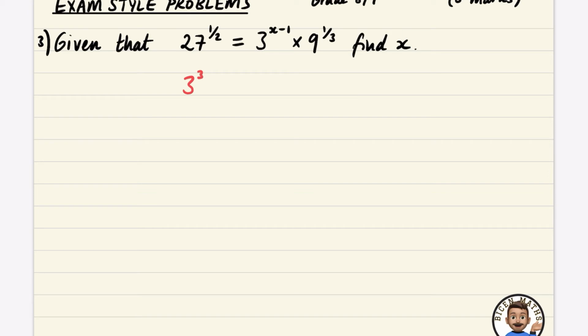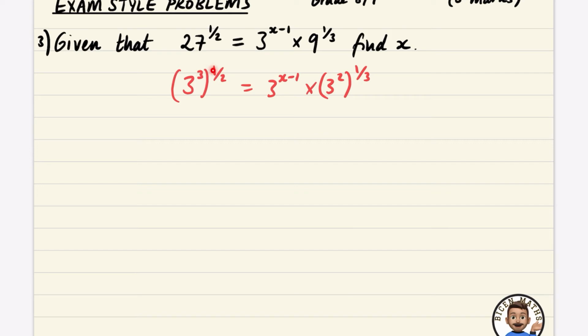27 is 3 cubed, and that's going to be to the power of a half. We have 3 to the power of x minus 1. Now you can't just add these powers straight away because they have a different base, so we need to switch the 9 to 3 squared. That's 3 squared to the third.